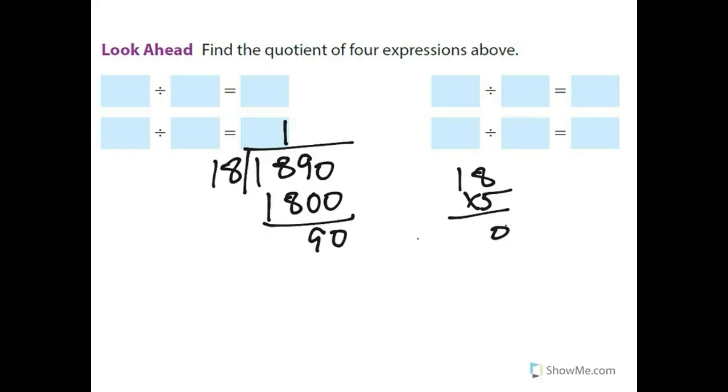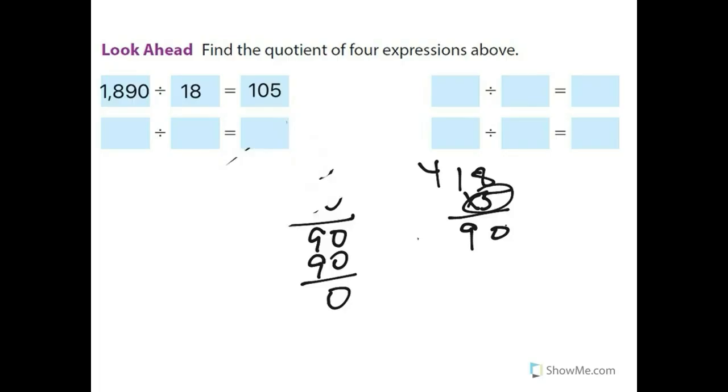5 times 8 is 40. 5 times 1 is 5, plus 4 is 9, so 90. Now, I already knew that off the top of my head, but I wanted to show you. So, we're multiplying by 5, right? So, we need to put a 0 in the tens place. So, 90. So, 1,890 divided by 18 is 105. I'm going to put that in this first one.